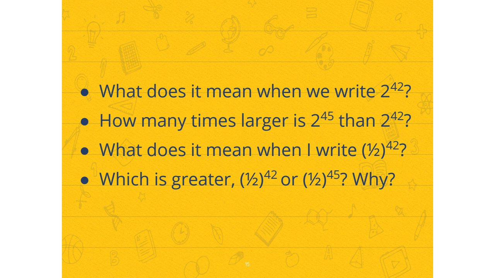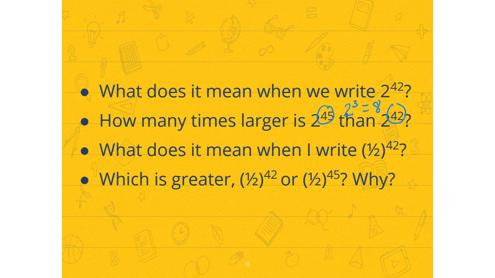What does it mean when we write 2 to the 42nd power? That would be 2 multiplied by itself 42 times. I'm not going to write all that out because that would be a huge number. Second, how many times larger is 2 to the 45th than 2 to the 42nd? This works exactly like the last problem that I did. So what would that be? Well, the difference between 45 and 42 is 3, and 2 to the third power equals 8. So it's 8 times the amount.